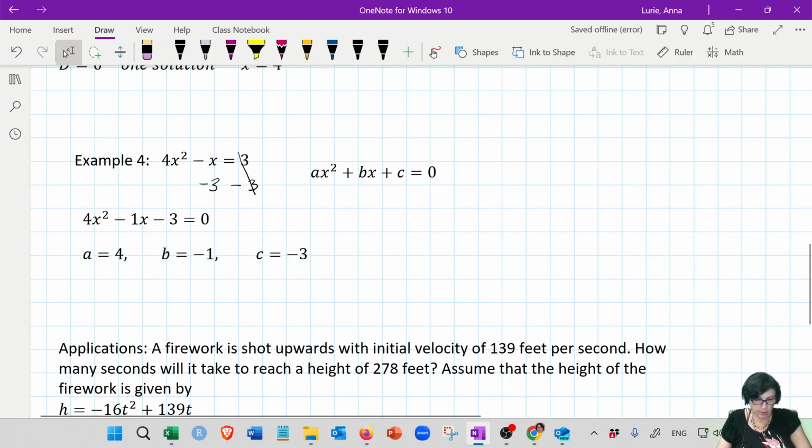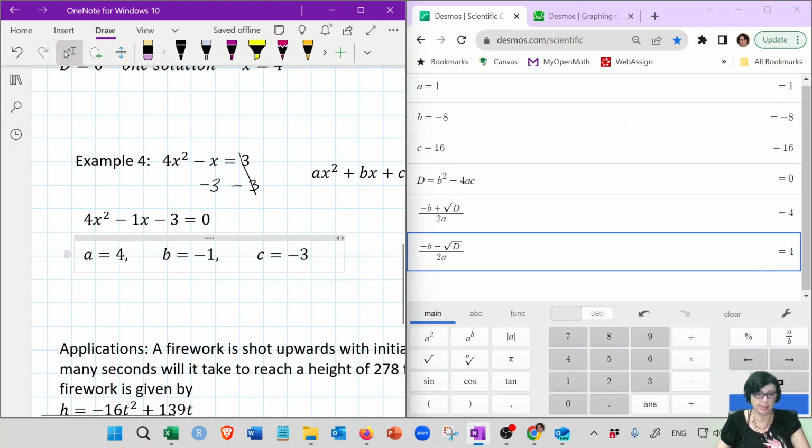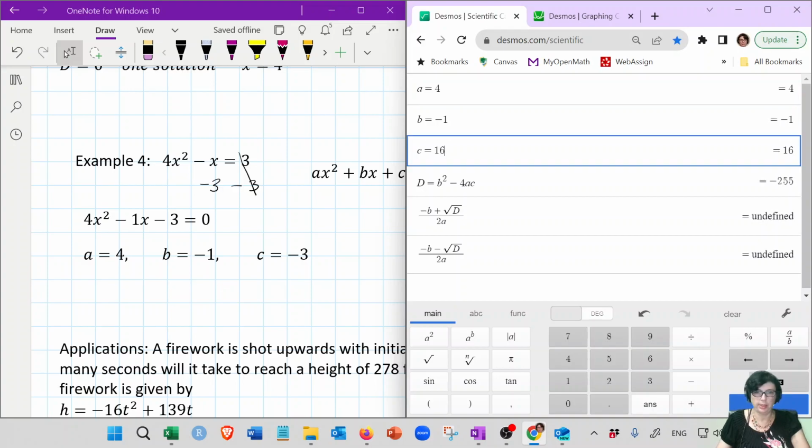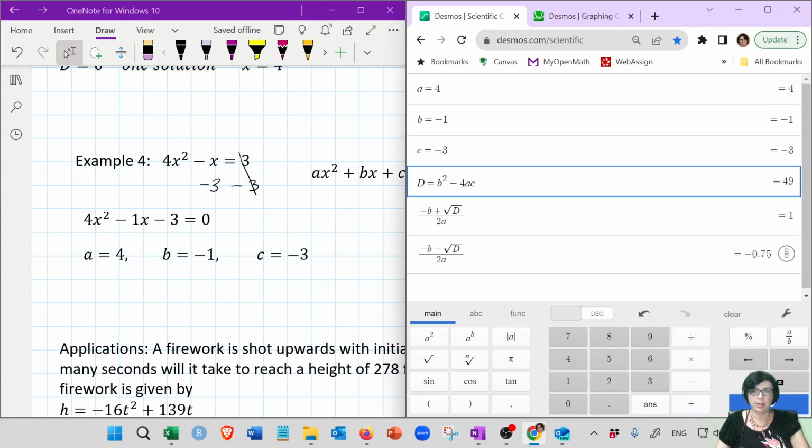Now that it's in standard form, we are ready to put it in Desmos. So let's take a look at what we get. First of all, let's figure out what case we have here. The discriminant is 49, which means it's a positive discriminant. So that means I'm going to have two solutions. And Desmos already gives them to me because 49 is a perfect square. It's the square of 7.